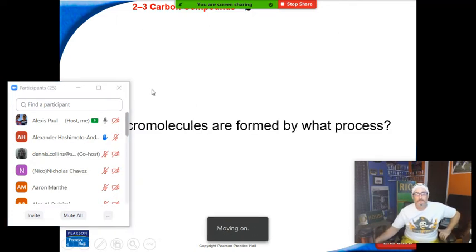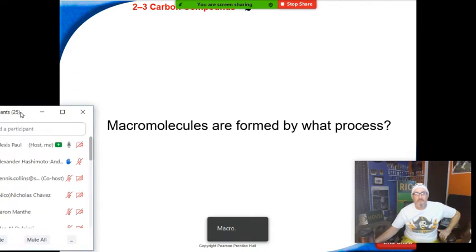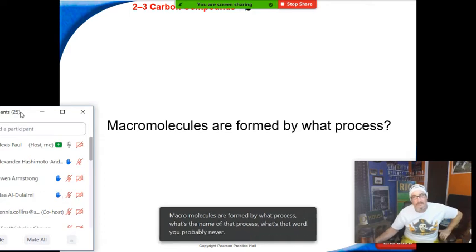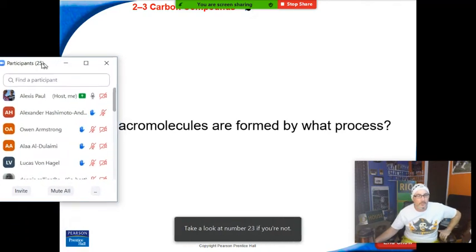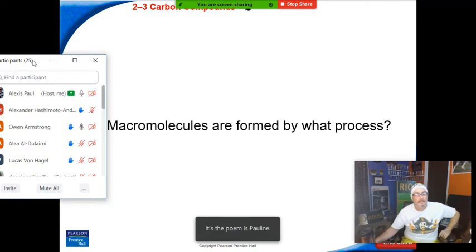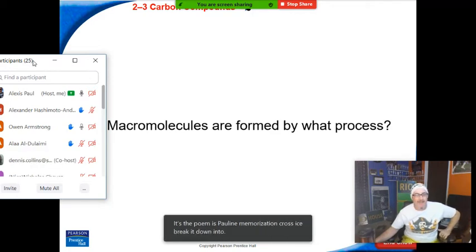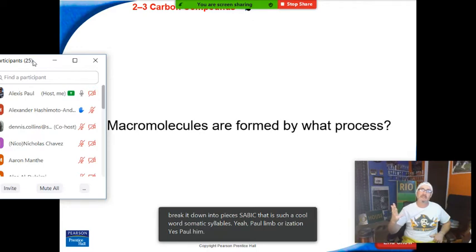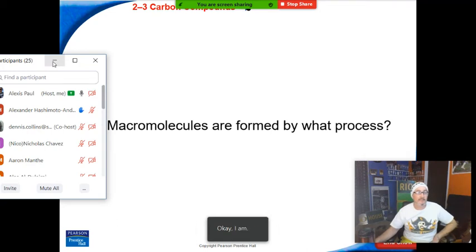Moving on. Macromolecules are formed by what process? What's the name of that process? What's that word you've probably never heard before unless you've already started your reading notes? Take a look at number 23 if you're not too sure. Let's see. Go ahead, Owen. Polymerization. Nice. Break it down into its syllabic pieces. Syllabic, that is such a cool word. Syllables. Polymerization. Six syllables in that stinking word. Okay. All right, Alex, you can put your hand down now.